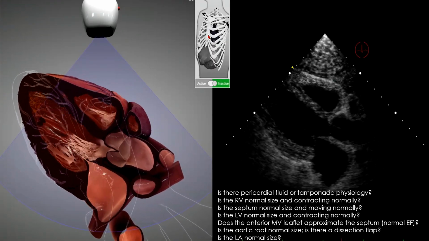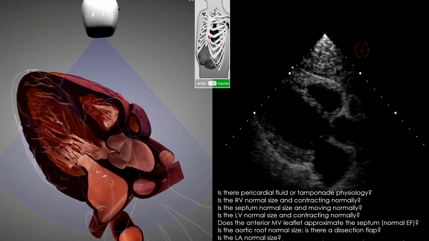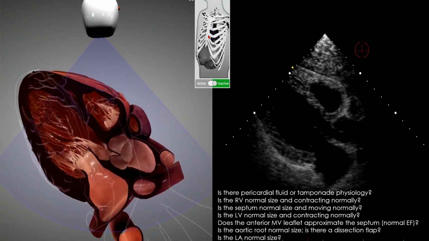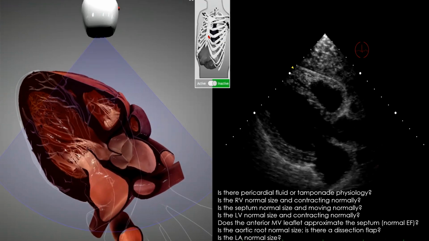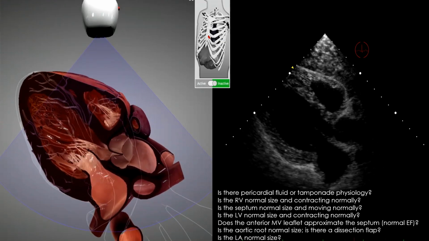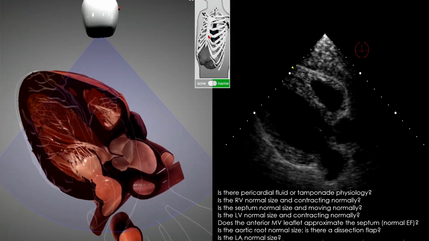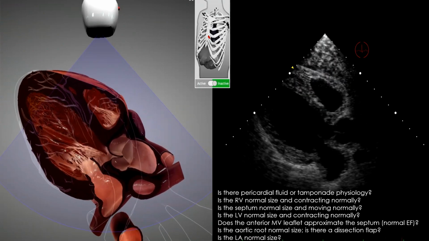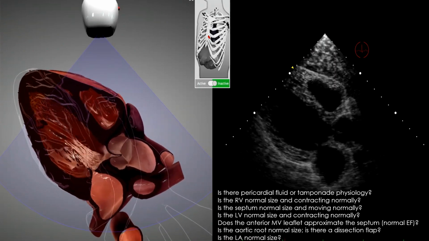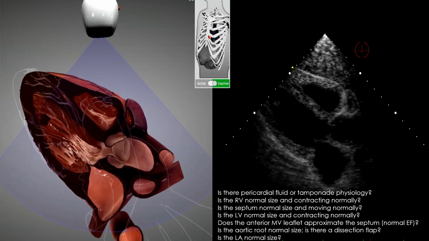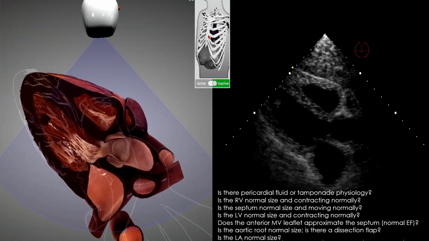So what are you doing? What information are you getting from this view? You're looking for pericardial fluid or tamponade physiology. You're looking at RV, LV size, but also this RV, again, this is not a very good conclusion. This is actually mostly right ventricular outflow tract. But if this is huge, you're thinking that you've got some RV hypertrophy.